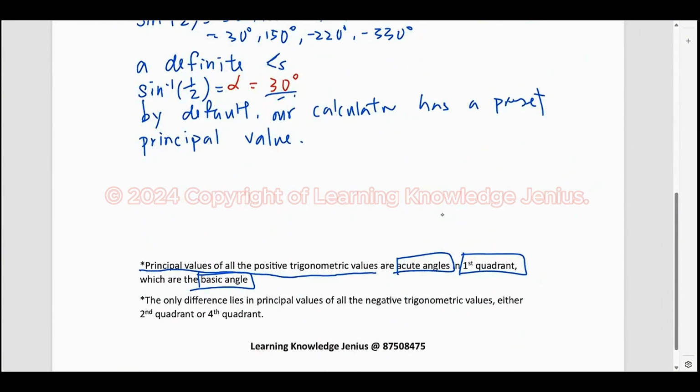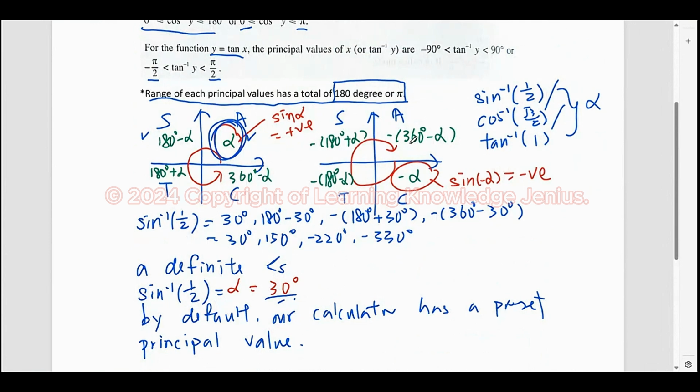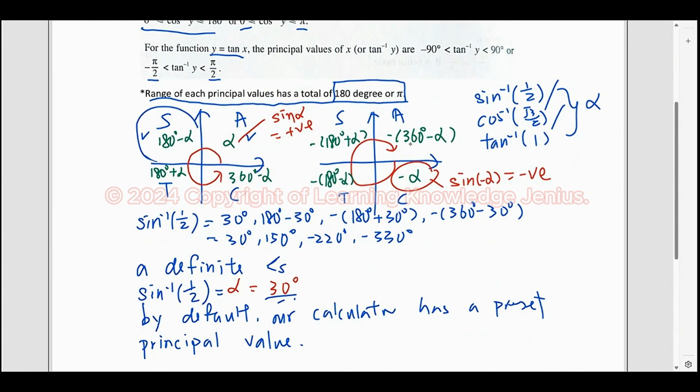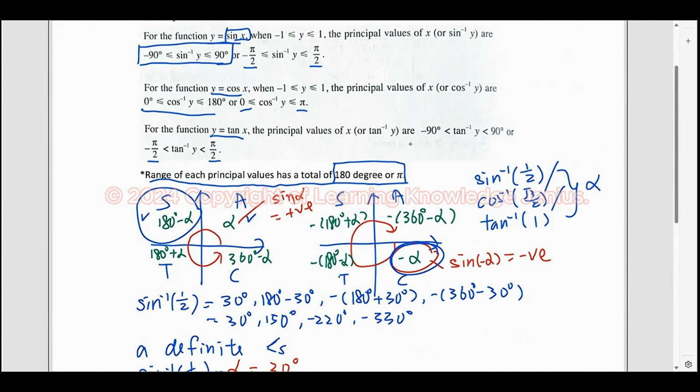The other point is that the only difference in the principal value is for negative trigonometric values. They will lie either in the second quadrant or the fourth quadrant. If you refer to the ASTC diagram, we only use the second quadrant, this one, or the fourth quadrant, this one. Because the angle here is between negative 90 to positive 90, or 0 to 180. So these are the things you can notice.